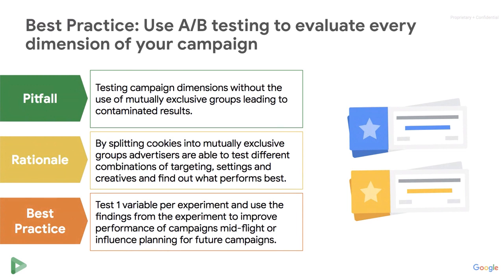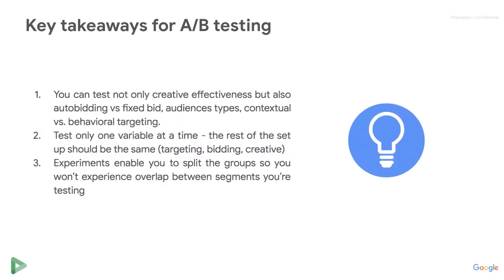And also to test one variable per experiment. So here is a recap again. You can not only test the creative's effectiveness, as it's probably the most popular way to test, but also using auto bidding versus fixed bidding, different audience types, or for example contextual or behavior targeting. Remember to test only one thing at a time, because if you have different variables, you will not be able to assess what's working well for you.